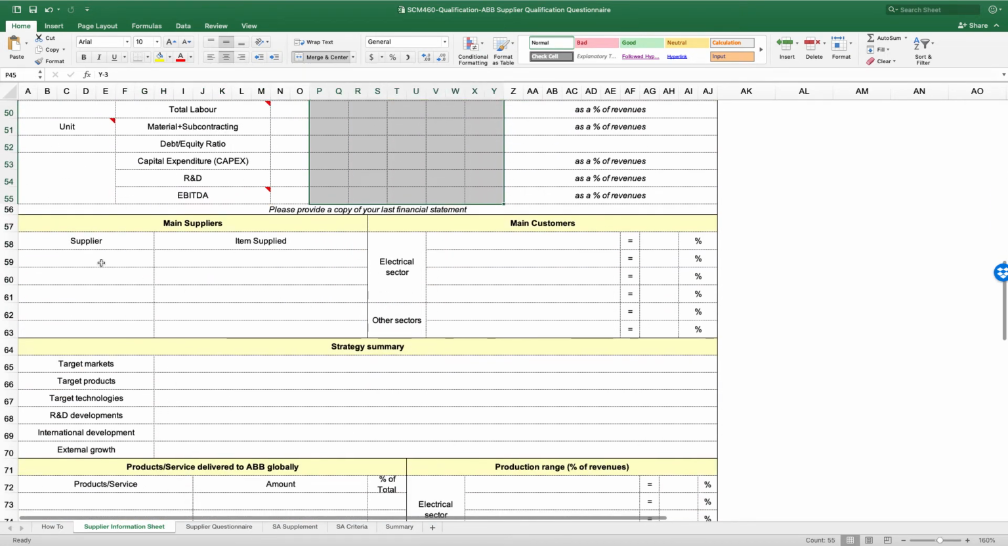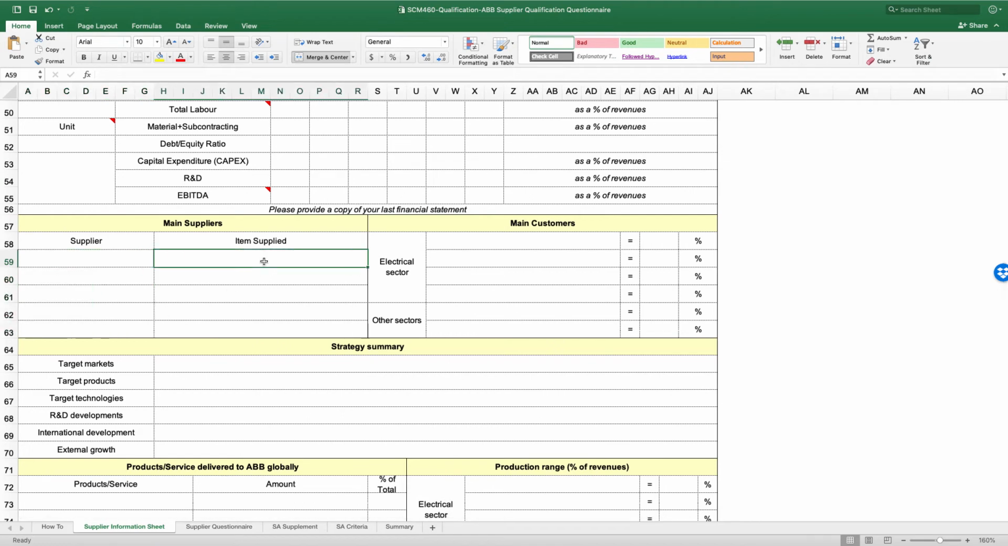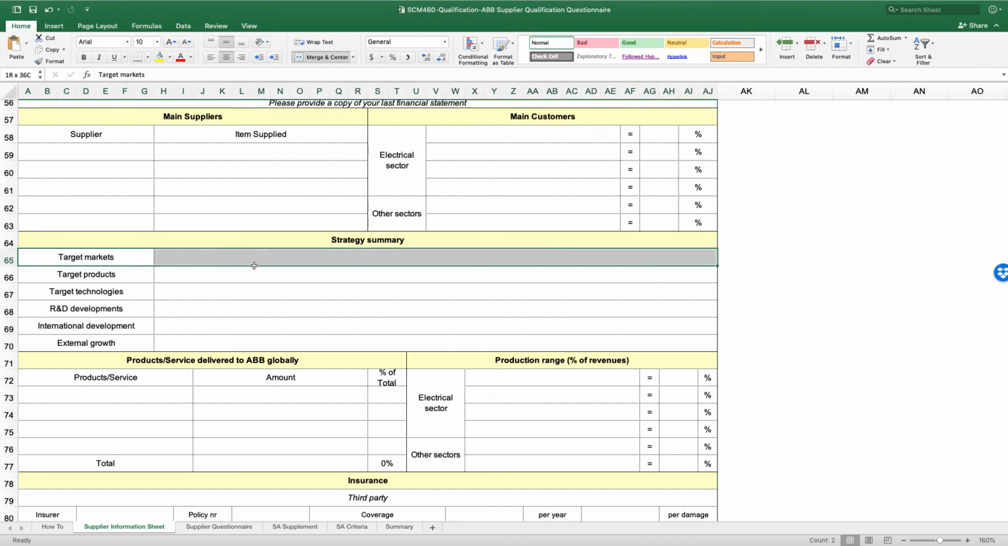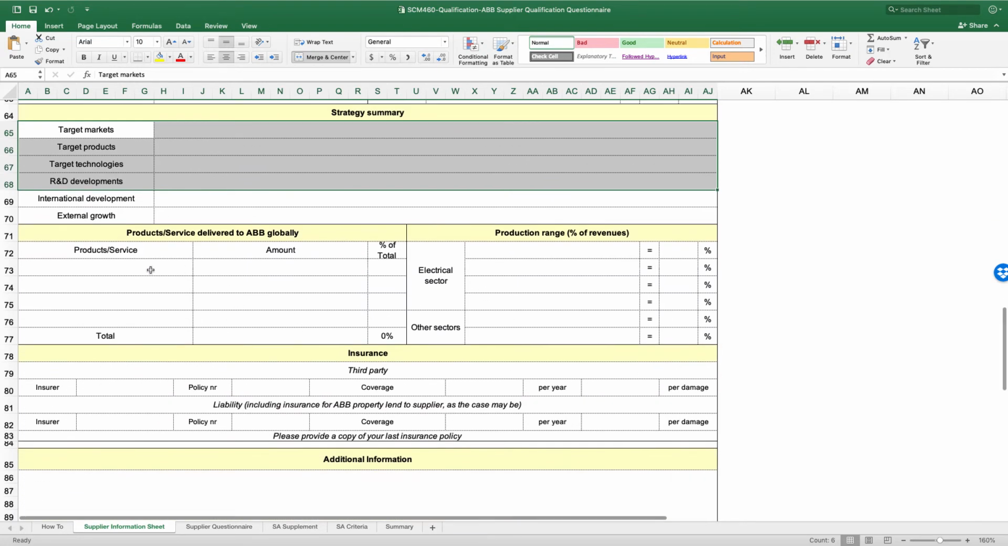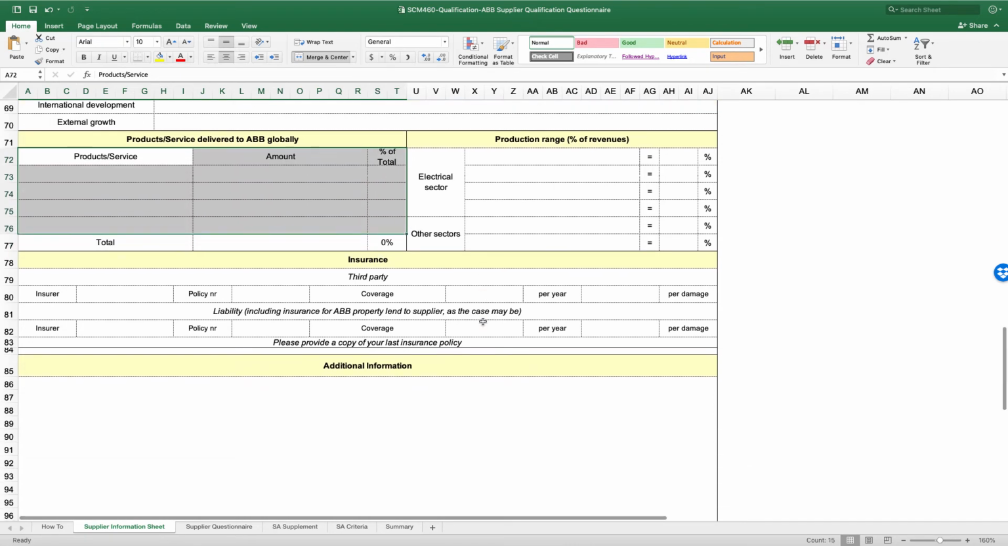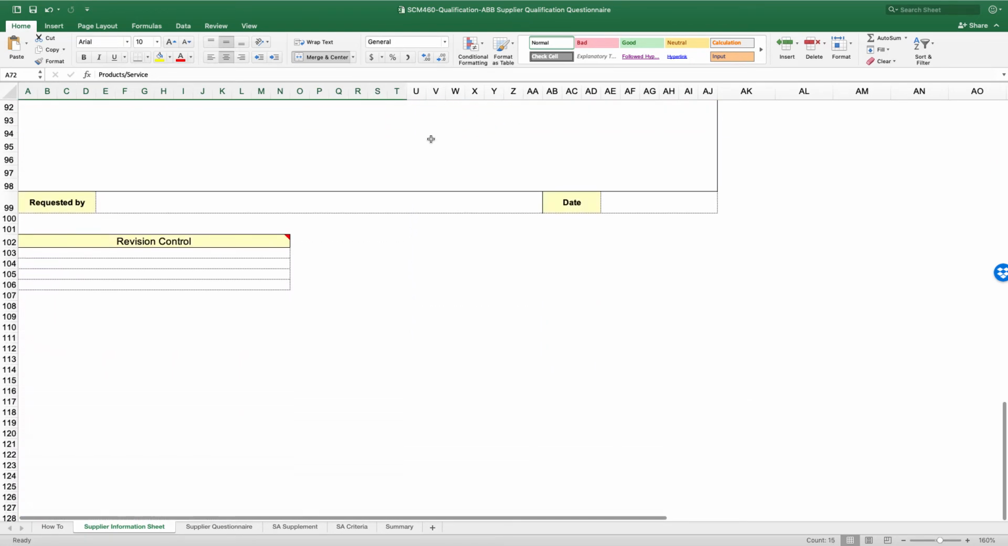And then, which are your main suppliers and which are the main items they supply, which are their main customers and the revenues made with their customers in the electrical sector and in the other sectors. Which is the strategy summary for target market, target product, target technology, R&D development, if they deliver product or service to ABB globally, how much, the percentage, and which type of additional information.